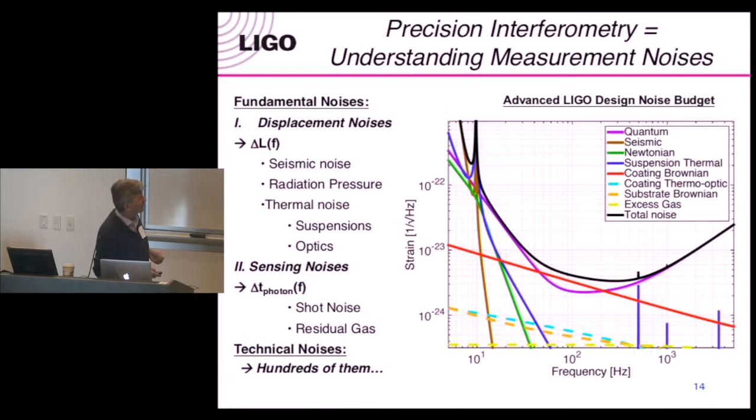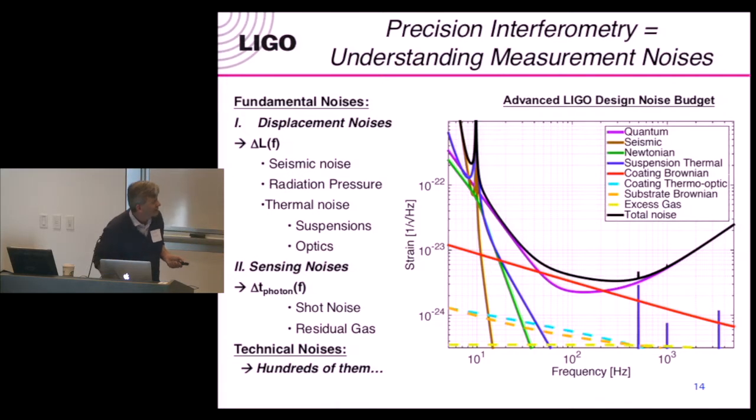So the name of the game in interferometry is to understand all these things, model them, and that tells you how to design your interferometer. And then you've got to worry about what I call technical noises, and there are hundreds of these. There are so many technical noises in LIGO, it's mind-boggling. When you put the interferometers together, you have to systematically go through, measure all these things, and then try and beat them down.